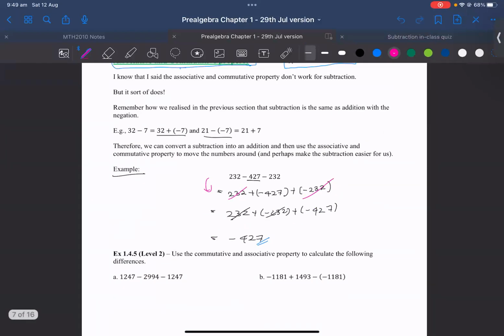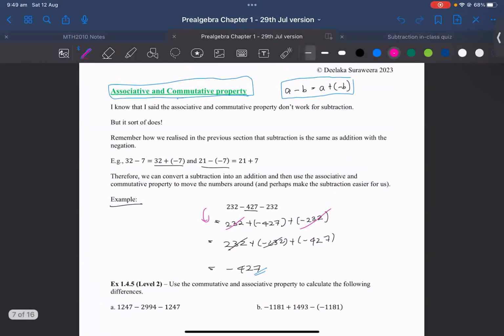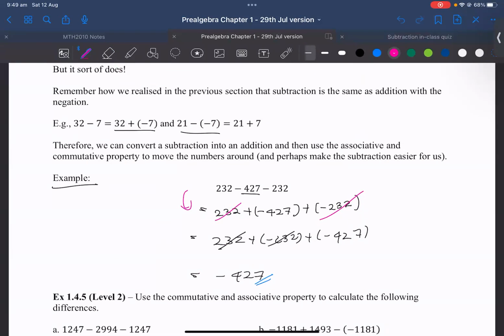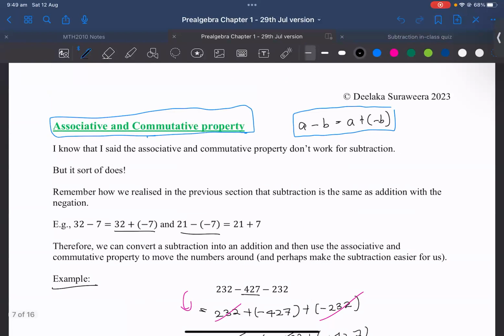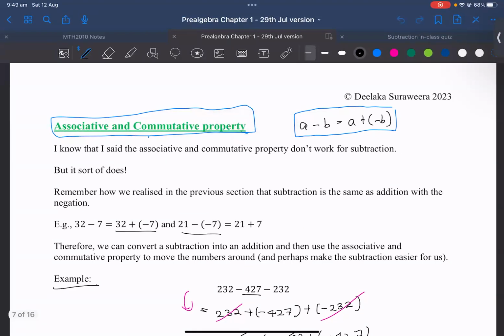All right, so I think we started last week with the associative and commutative property. That's because of the new definition of subtraction, right? A minus b is a plus negative b. What we can do is we can rearrange. Once you convert it into addition, you can move them around comfortably, right? Because normally with subtraction you can't move around. You gotta be careful when you move around. When you convert into addition by the negative, you can move them around pretty well.